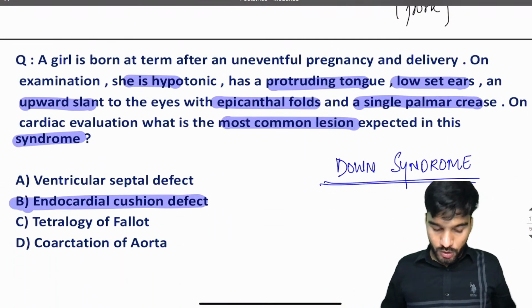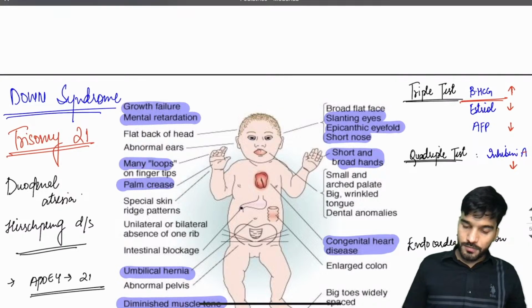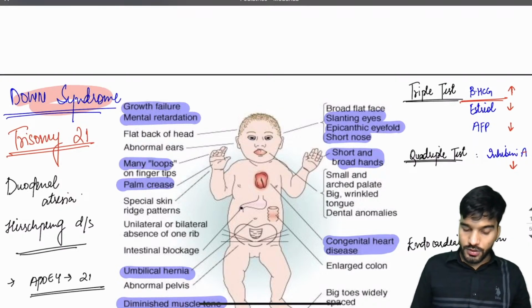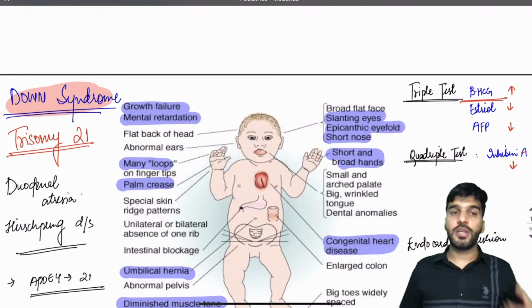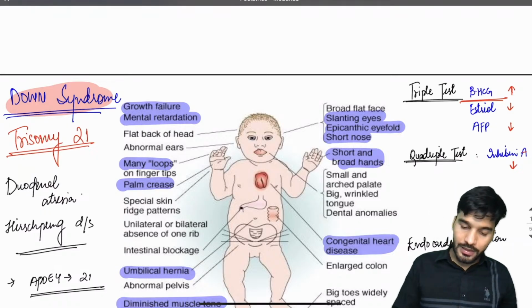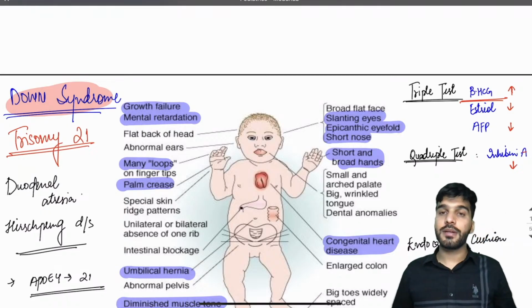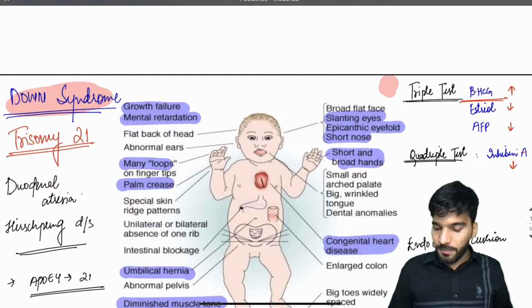A girl is born. Then we discussed the Down syndrome, trisomy 21. Patients with Down syndrome are more prone to duodenal atresia, Hirschsprung disease, and Alzheimer's, as discussed. Please do remember the triple test.